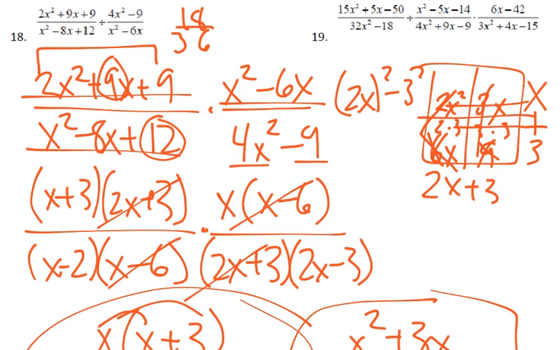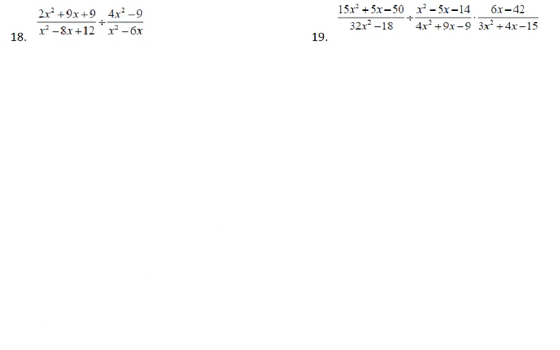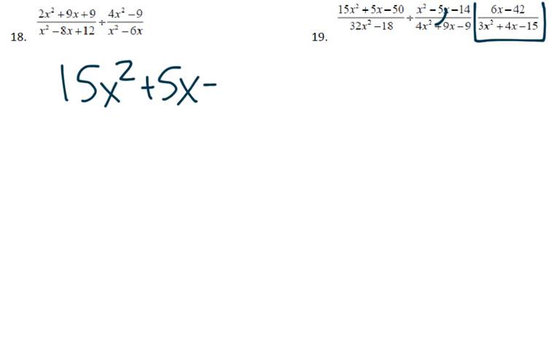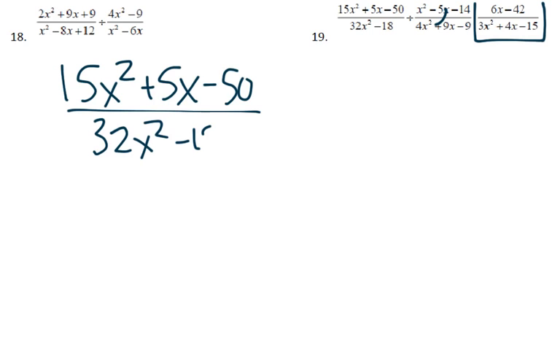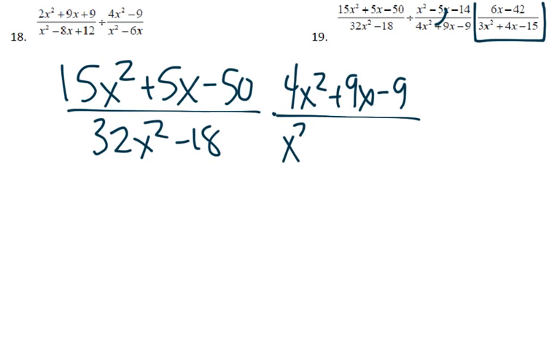Alright, number 19. Now this one's quite a problem, isn't it? So we've got to multiply and we've got to divide. So first, I would separate that one and flip those. So I'd end up with 15x squared plus 5x minus 50 over 32x squared minus 18, times 4x squared plus 9x minus 9 over x squared minus 5x minus 14, times, then keep this one.